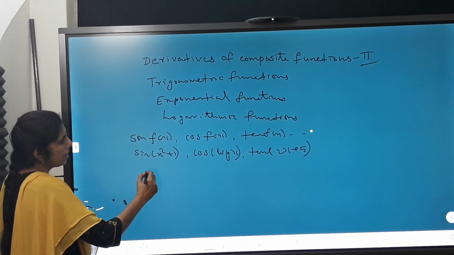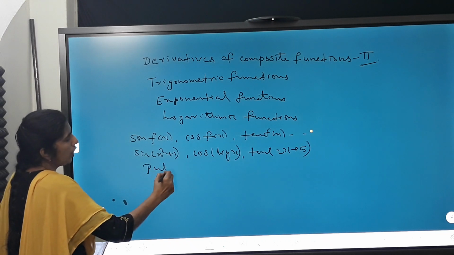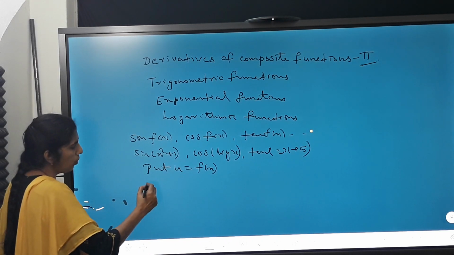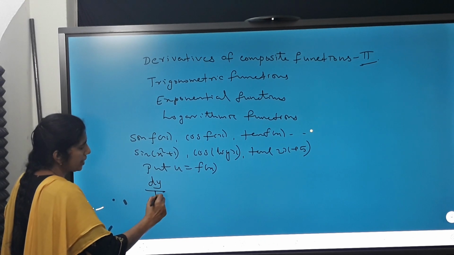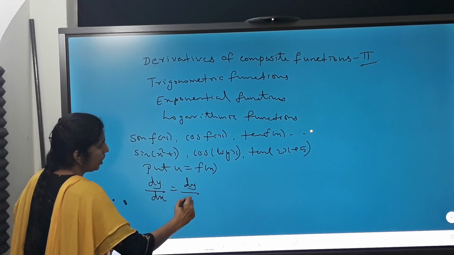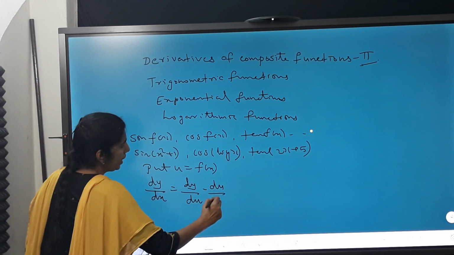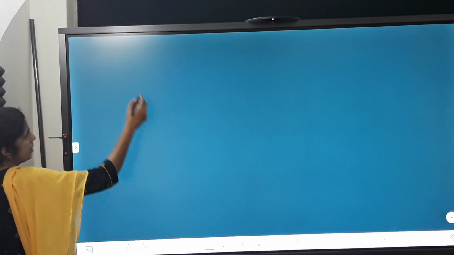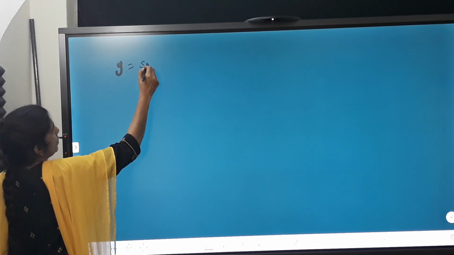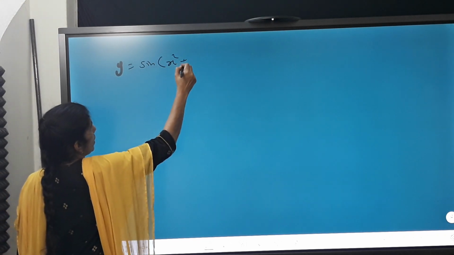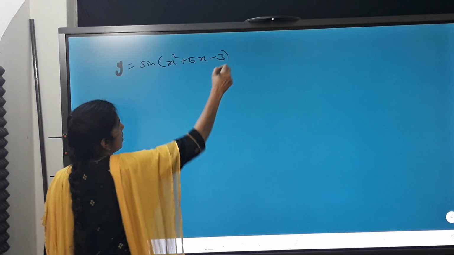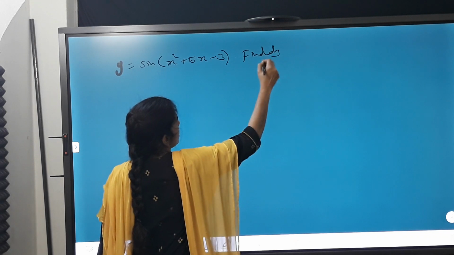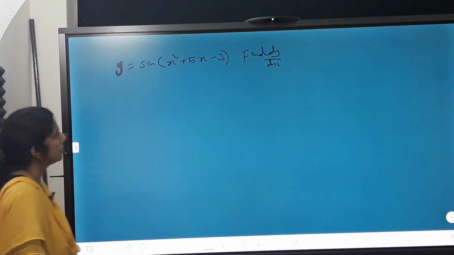Now, in this case, our substitution is we put u equal to f of x, and we use the chain rule. Chain rule is dy by dx is equal to dy by du into du by dx. So let us take some example. Consider the function y is equal to sine of x square plus 5x minus 3. Find dy by dx.